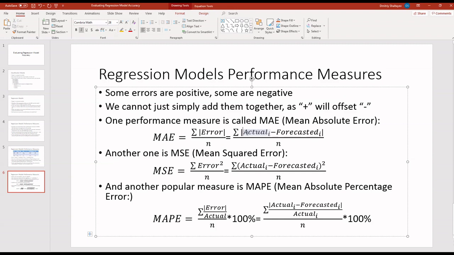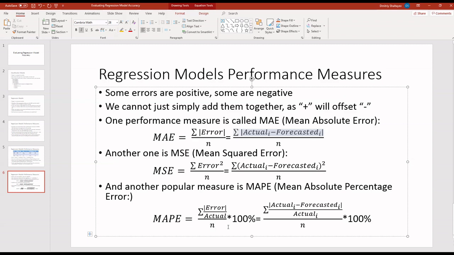So one way how I can convert my errors from negatives to positive is absolute value. Another way is when I square the errors. If they were positive or negative, after squaring the error, they all become positive. And I do the same thing. Add together squared errors, divide by n. This is just the expanded formula. The actual minus the forecast for the same car is the error. I square it, add them together, divide by n. So that's MSE. And the last one is MAPE, mean absolute percentage error.